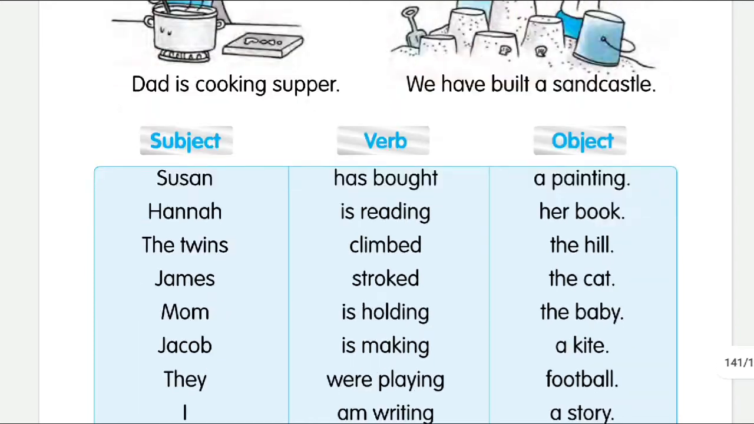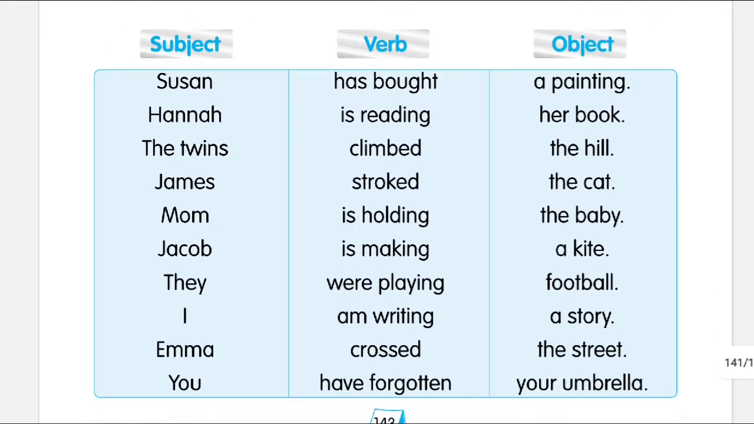You have to be very careful about selecting. You can see this table particularly. It has very clearly divided the subject, verb, and object. And this is the main theme of any sentence in English grammar. Susan has bought a painting. Susan is the subject here. Has bought is the verb here. The object is a painting.